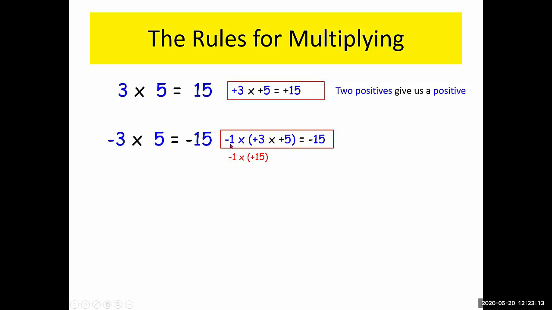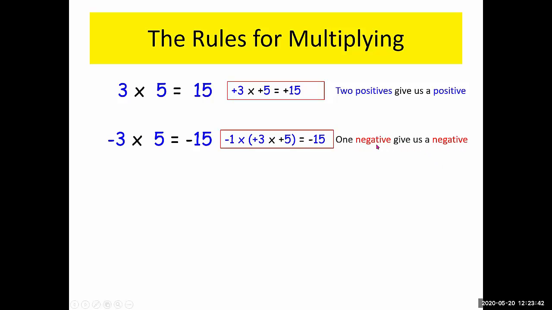The minus 1 is now outside. So this minus 3 was really a minus 1 times a 3. Remember, a minus 1 is a factor of minus 3. So I've got a minus 1 on the outside, a plus 15 on the inside. A minus times a plus will give me a minus. So there's our second rule, that a negative will always give me a negative.